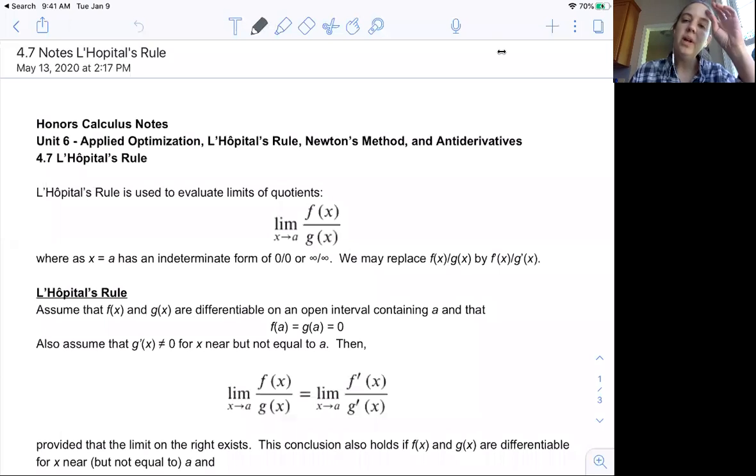Hey guys, we are going to move into Unit 6 and talk about L'Hopital's rule. There are only two topics that we're going to touch on in Unit 6, and then we'll get you into some antiderivatives so that you're prepared for whatever comes next.